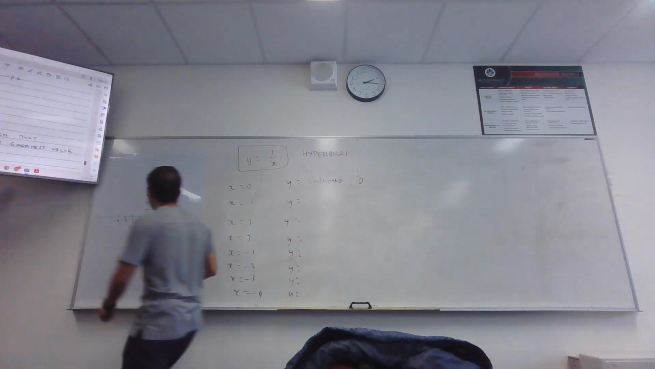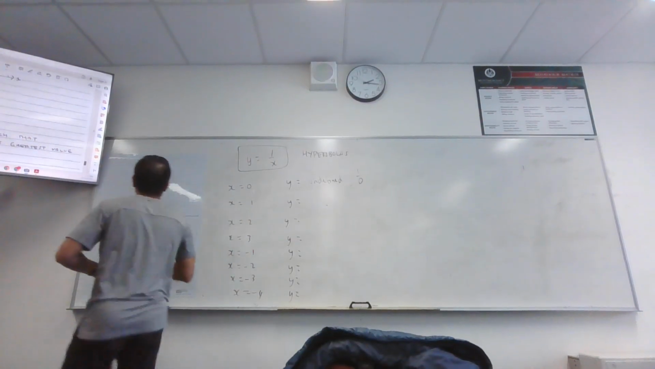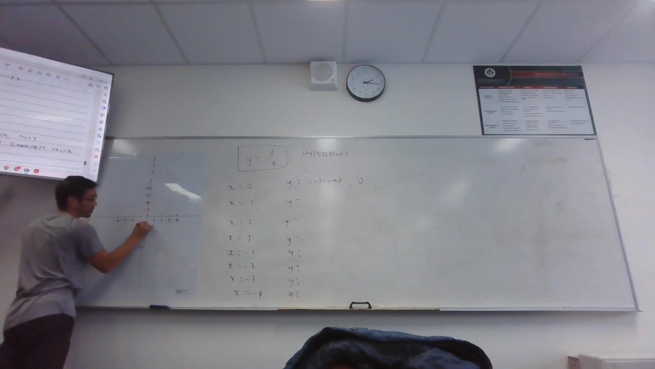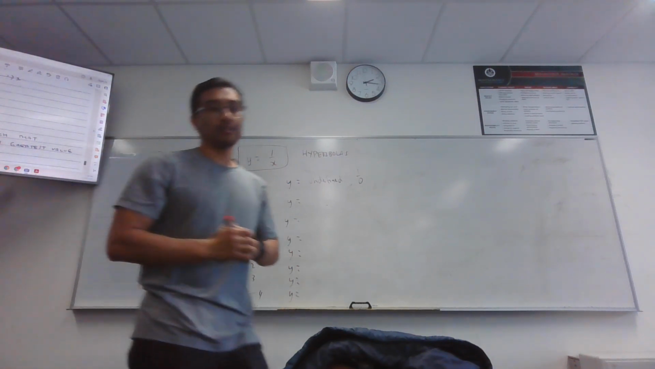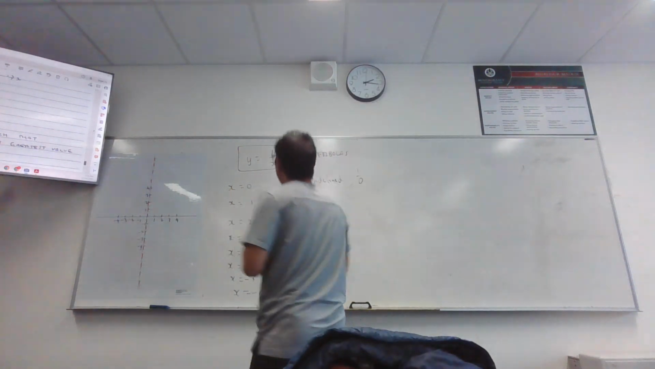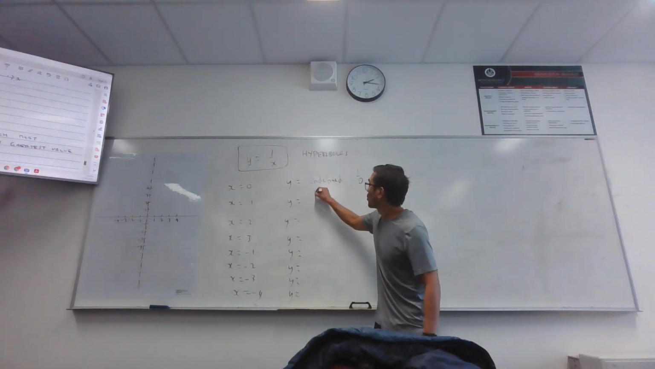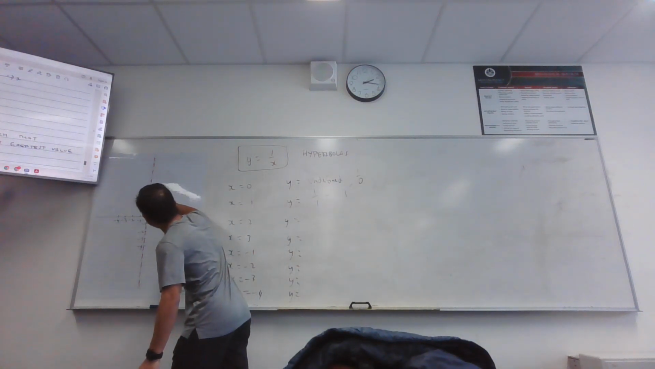What does that mean? At x equals 0, you have an asymptote. This is x equals 0. It's on the y-axis. If you substitute a 1 into here, it's 1 over 1. What's 1 on 1? 1. So 1 and 1 here.